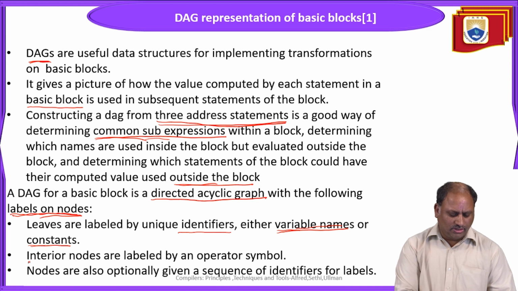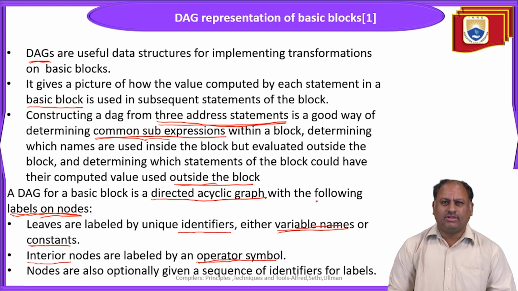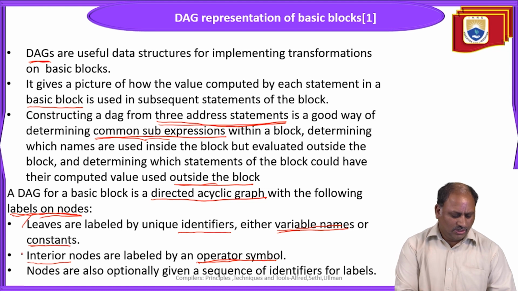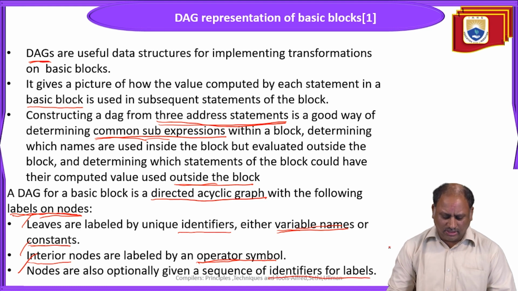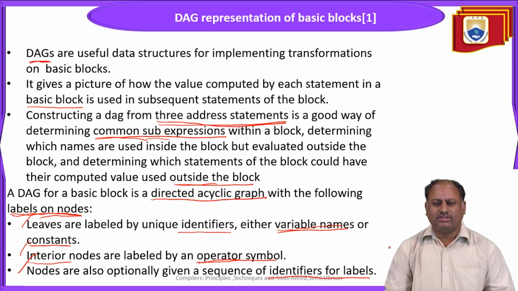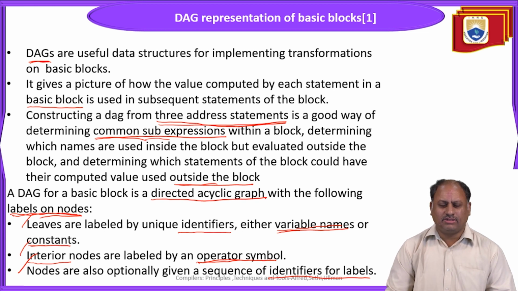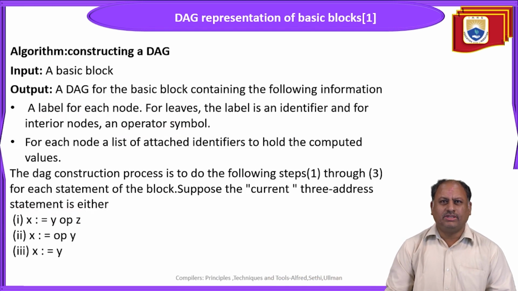Every interior node inside this graph must be an operator symbol, like plus or minus. Those are used for interior nodes only. We cannot use them for the leaves; that is not allowed. So this is criterion 1, criterion 2 and criterion 3. Nodes are also optionally given a sequence of identifiers as labels. This is an optional step for the identifiers of the labels.